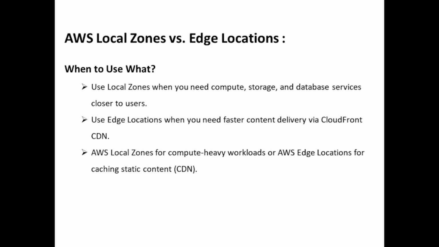Now you might be wondering, when should I use AWS local zones and when should I use edge locations? Use AWS local zones when you need compute, storage, or database services closest to your users. For example, a gaming company in Delhi moves its game servers to a local zone to reduce lag. Use edge locations when you need faster content delivery via the CloudFront CDN. For example, a video streaming app caches popular movies in a nearby edge location for smoother playback. In short, local zones for running applications closer to users, edge locations for caching static content like images, videos, or web pages. Choose based on what your workload needs.